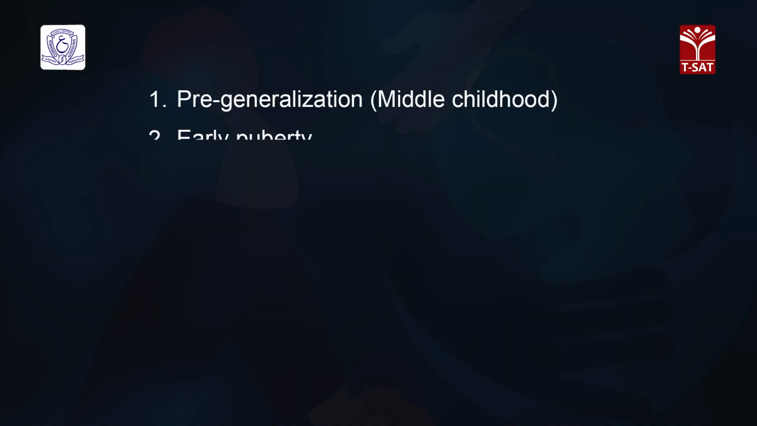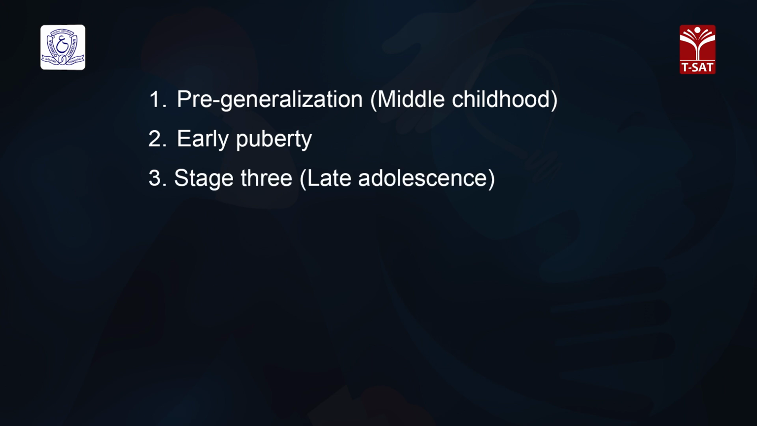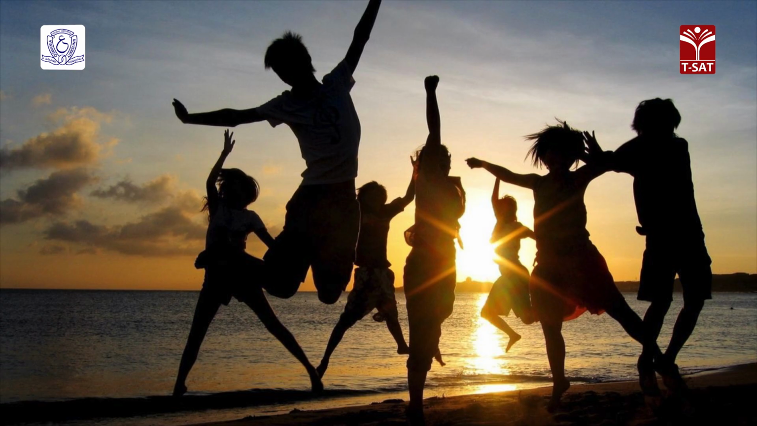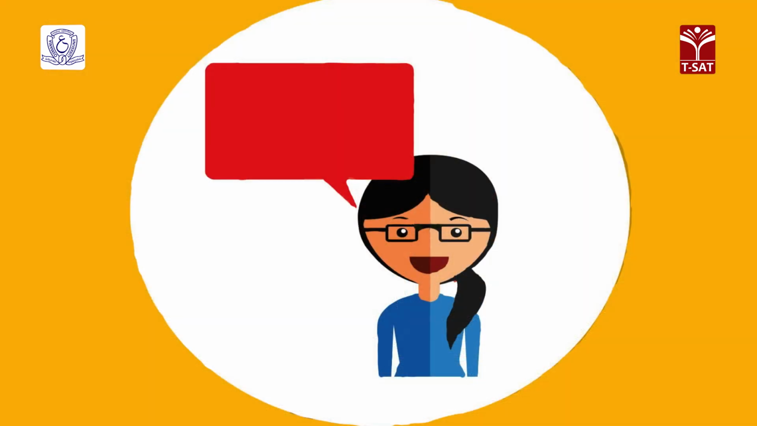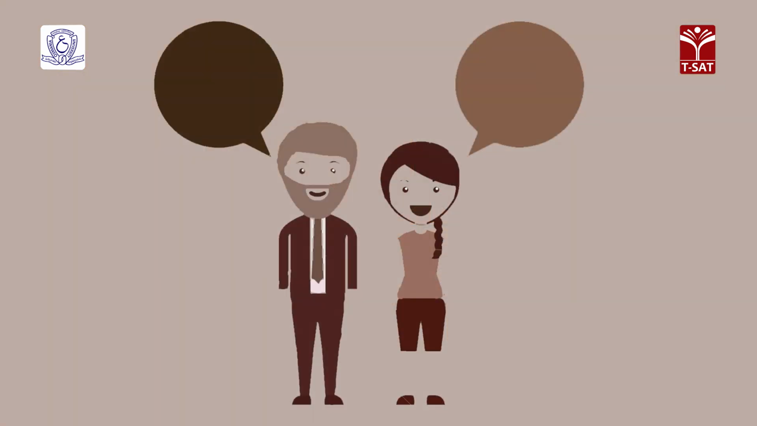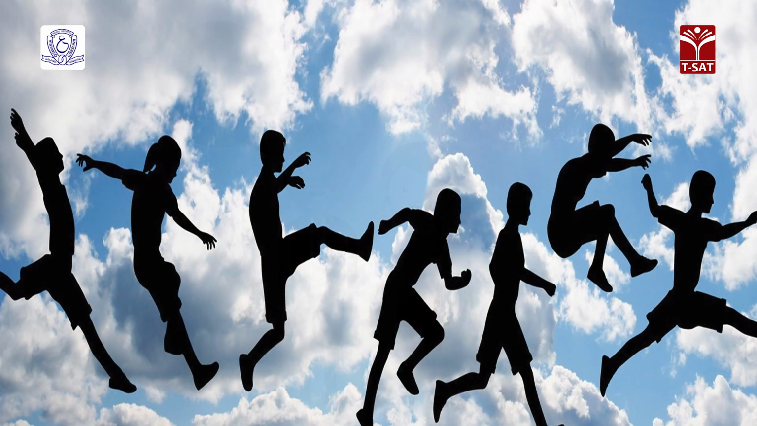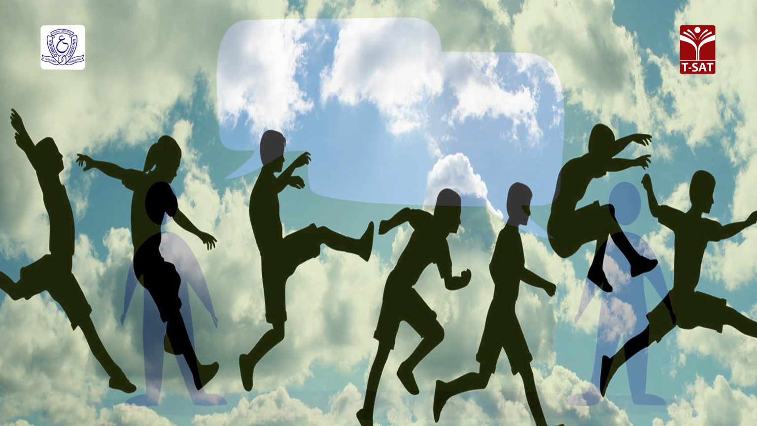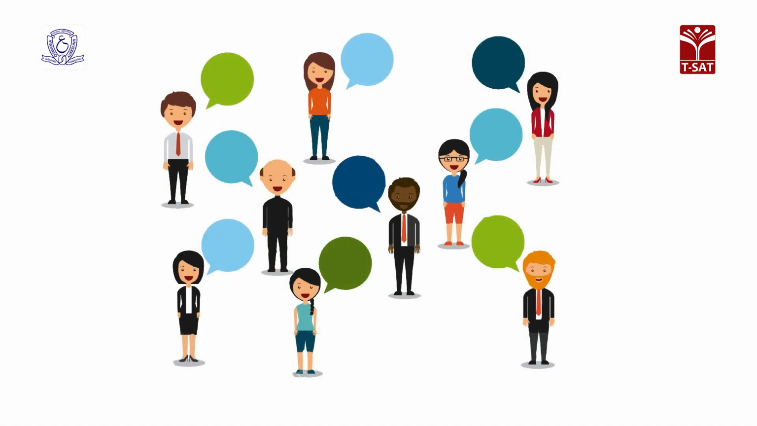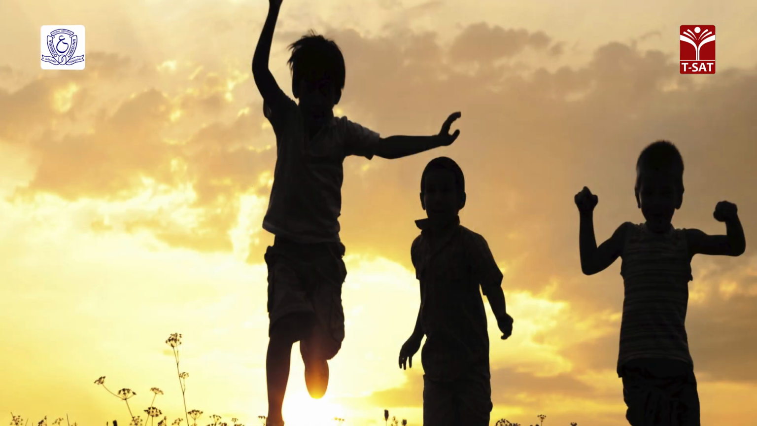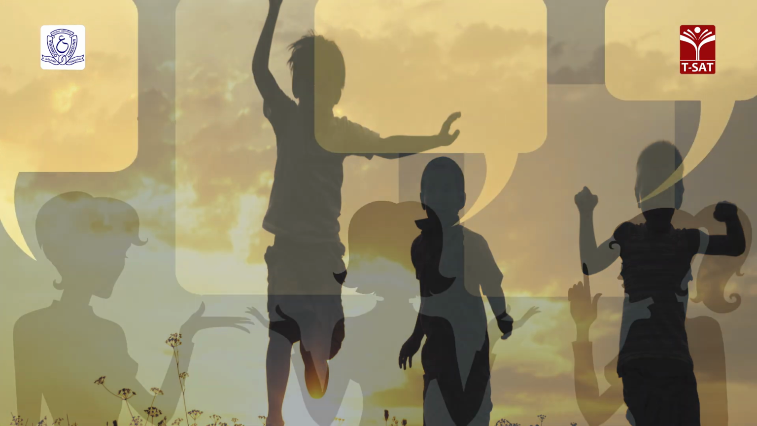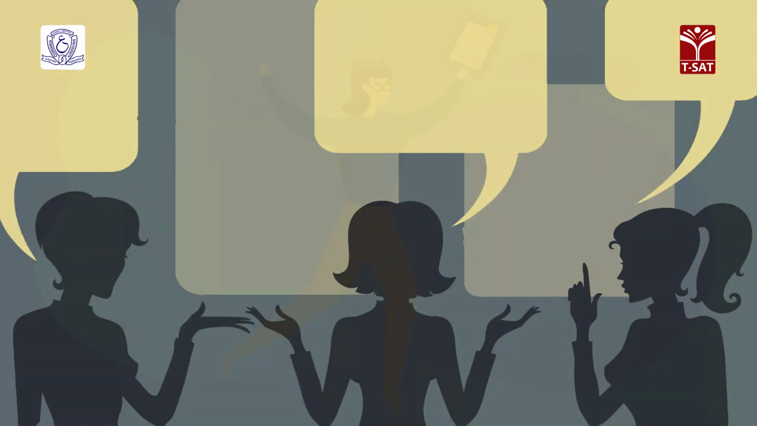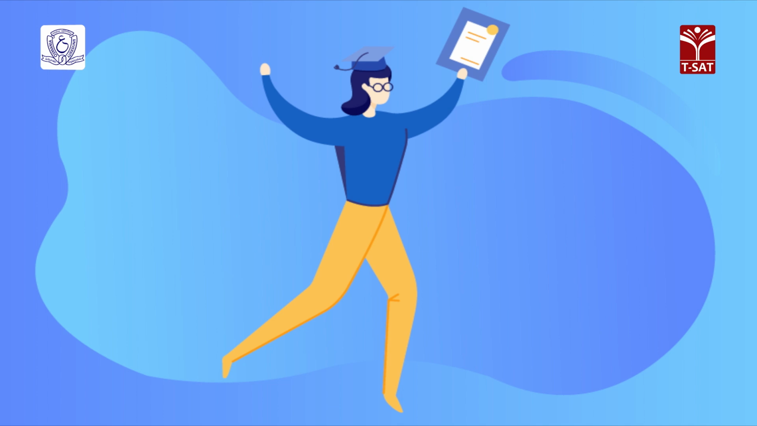And according to Allport, there is a three-stage theory of prejudice formation. One is pre-generalization, then early puberty, and the third stage, adolescence. Pre-generalization is middle childhood. Children are generally aware of differences but do not categorize others or have strong feelings toward other groups. Early puberty is where total rejection of outgroups peaks. In adolescence, thinking becomes more differentiated and less generalized.